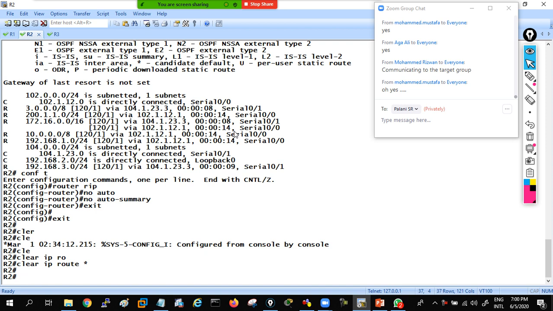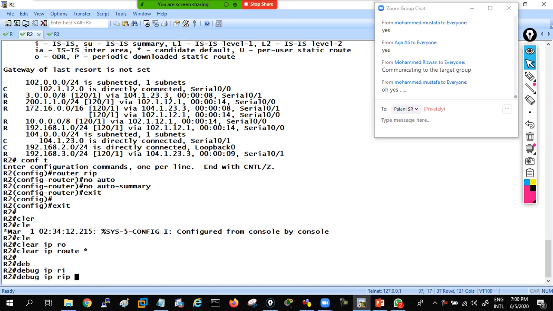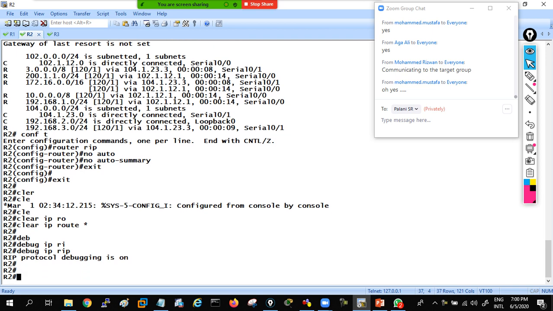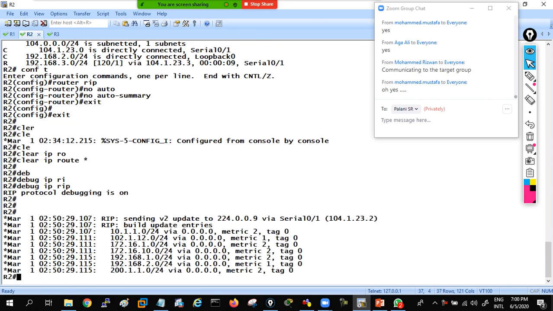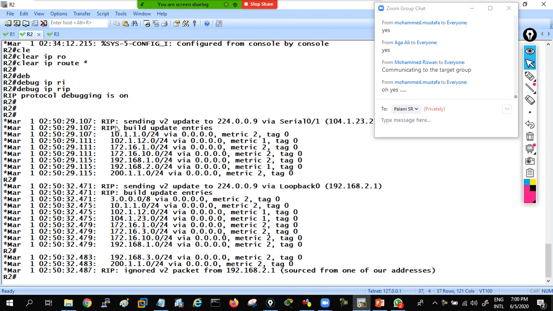So what is the command? Write it, everybody: debug ip rip. Then see here, every 30 seconds it will send its updates to the multicast address. But receiving will be unicast, only to identify who is configured with RIP. See, it's sending its updates. See, guys? Everybody, see that?